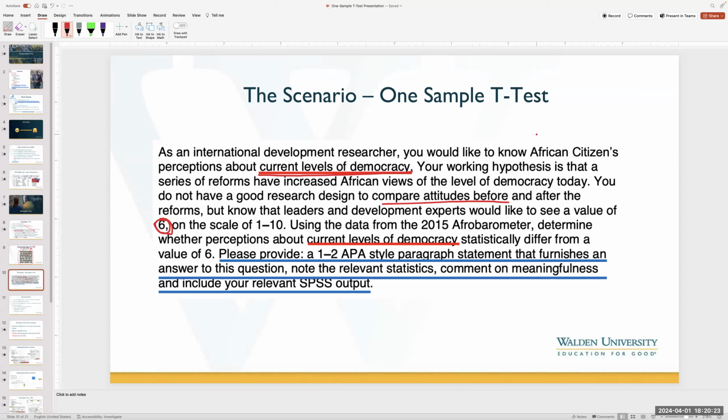Yes, I do have a question, if you don't mind. Sure. So when it says on the scale of 1 to 10, should we be, so that right there would throw me off. Does that mean? Okay, they're just telling you that that's how they measured the data. But you'll see once we get into SPSS, that'll make sense to you. So keep that in mind, the scale of 1 to 10.